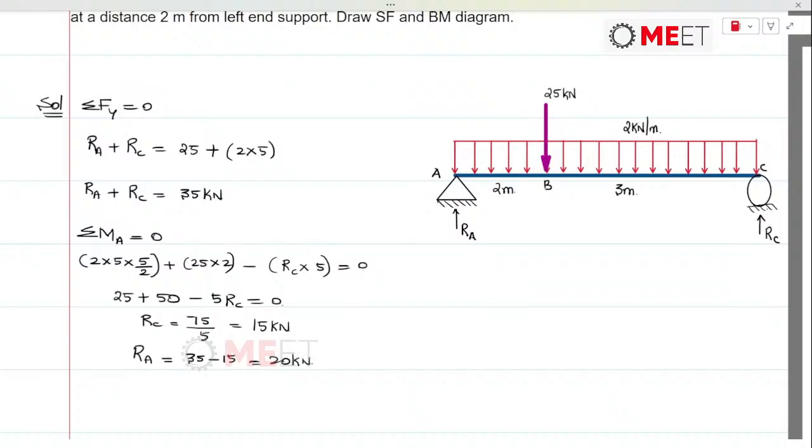So here you find that the reaction RA is nearby to the 25 kilonewton load, which means RA is going to take the maximum share from this 25 kilonewton load. That's why we are finding the value of RA greater than RC. And if it was only UDL, RA and RC would be taking equal shares.